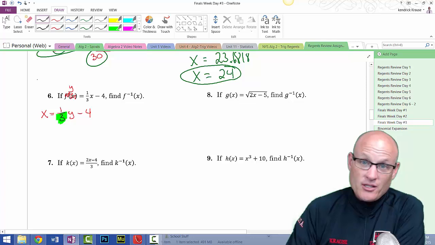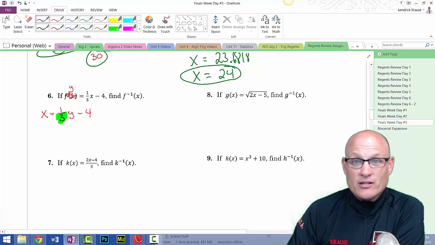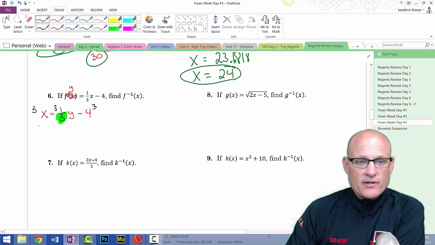See what I'm saying? The beautiful thing about fractions is you can get rid of them relatively quickly. I look at all the denominators. There's only one. It's a 3. I want to get rid of it. So I'm going to multiply this side by 3, and I'm going to multiply this whole side by 3, because that's what you have to do to make it legal. So what do I end up with? I end up with 3x equals y minus 12.